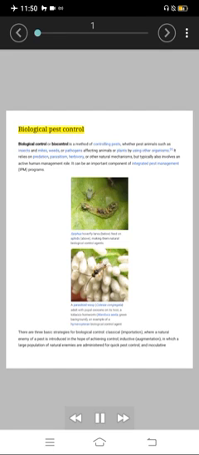Biological pest control. Biological control, or biocontrol, is a method of controlling pests, whether pest animals such as insects and mites, weeds, or pathogens affecting animals or plants, by using other organisms. It relies on predation, parasitism, herbivory, or other natural mechanisms, but typically also involves an active human management role. It can be an important component of integrated pest management (IPM) programs.